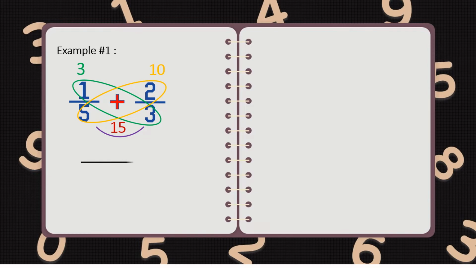Let's write first the denominator 15. Then copy the numerator 3 plus 10 equals, okay, so 3 plus 10 equals 13. Then copy denominator 15. So we have 13/15. Is the answer in the lowest term? Yes, it is in the lowest term. So this is the final answer. So let's try another one.